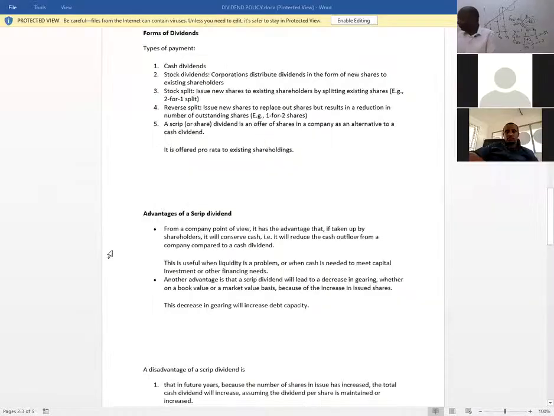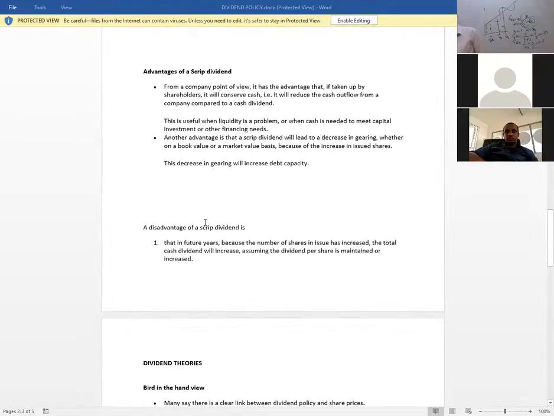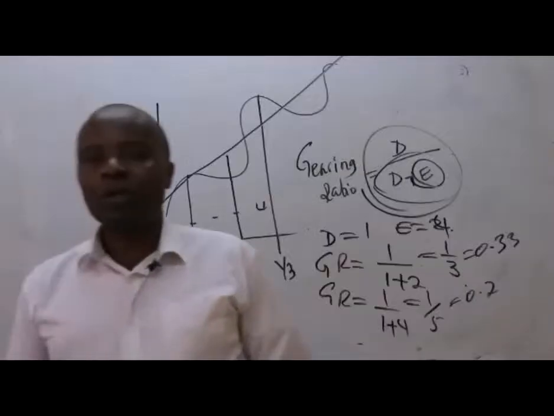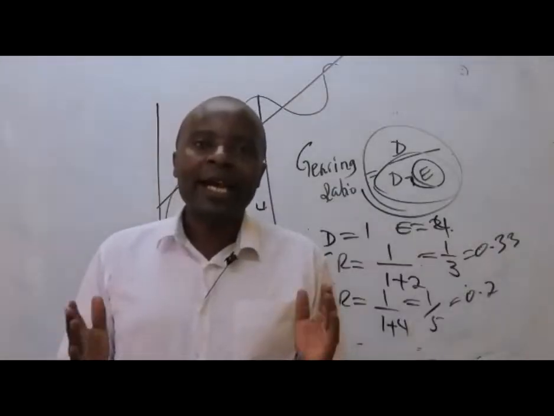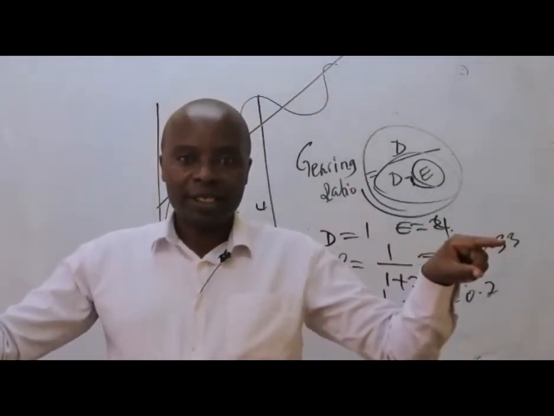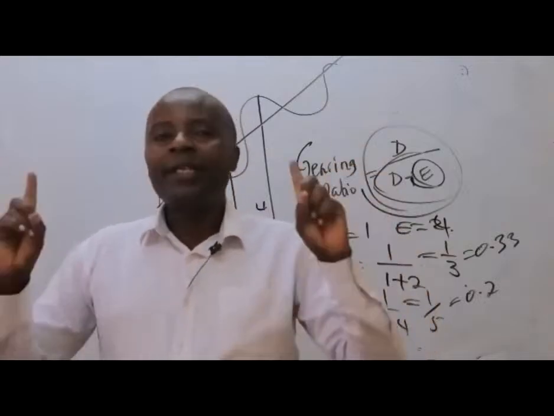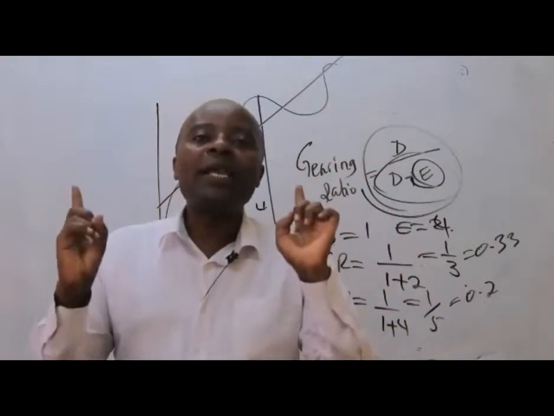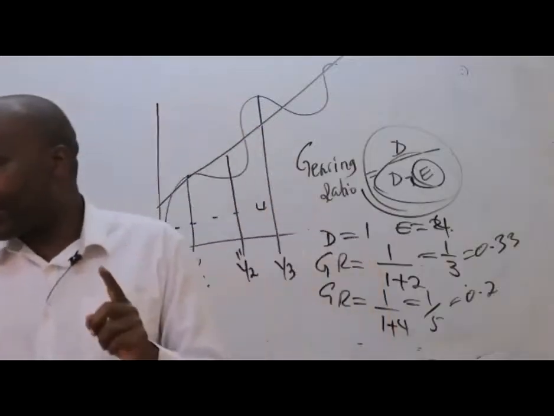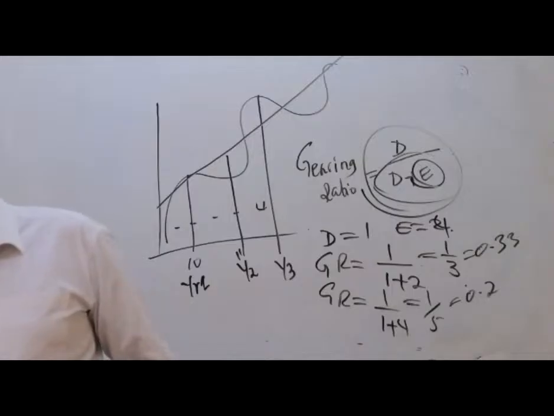So we are told, ladies and gentlemen, the first advantage here is that we are conserving cash. The second advantage is a decrease in gearing. The biggest disadvantage of a scrip dividend, when you are giving out shares, is that at the end of the day we shall have so many shares in the stock exchange. So we expect to experience what we call dilution of our EPS.